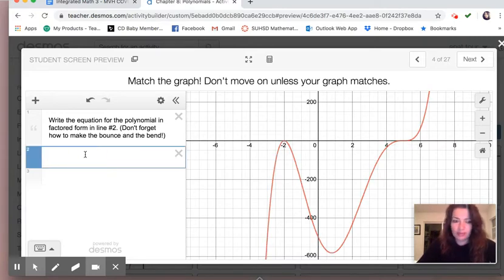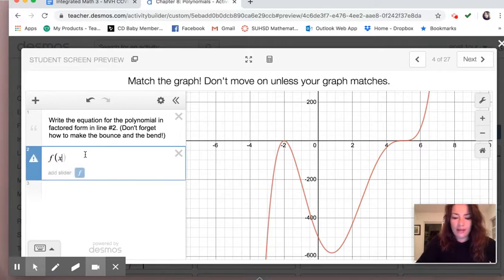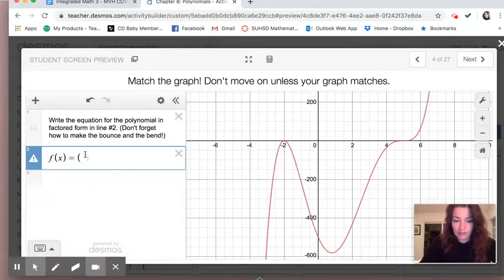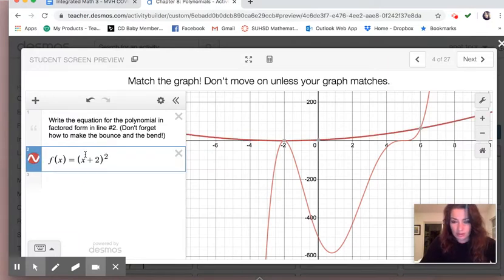So when we write this, we're going to write f of x equals, and it's a bounce at -2. So I'm going to write x plus 2 raised squared, because there's a bounce. So you could see it's matching that.